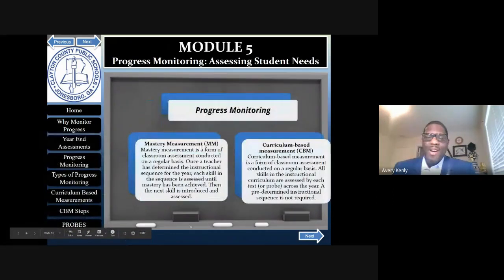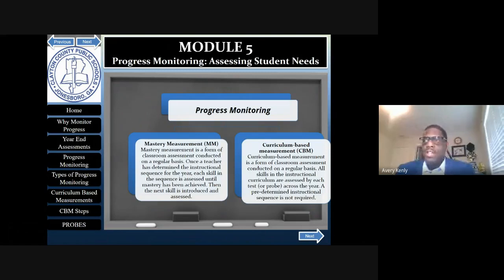All right. Progress monitoring. So there are two types of progress monitoring that we could have. Mastery measurement, that's a form of classroom assessment conducted on a regular basis. And then curriculum-based measurement. So that's where we're looking at how a student performs in relation to the actual curriculum. And it's a form of assessment that is conducted on a regular basis. So again, remember, we have mastery measurement. That's conducted on a regular basis to determine the instructional sequence for the year. But then we also have curriculum-based measurements, where we look at the skills and instructional curriculum as assessed by a particular test or probe, again, across a particular year.